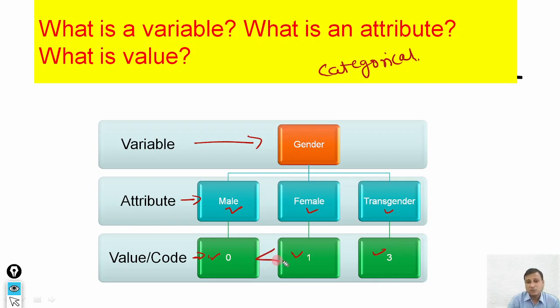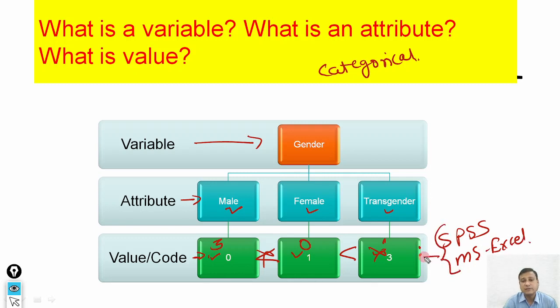It is not like that here 3 is greater than 1 or 0. You can give 3 to male, 0 to female, or 1. You can allot any number to anybody. These are just simply numbers because all your software and MS Excel are only able to read which language? Numeric language. To make this word language into a numeric form, we allot some values, we give some codes to the attributes. So attribute, please just pay your attention to this word. This is again a very important word.